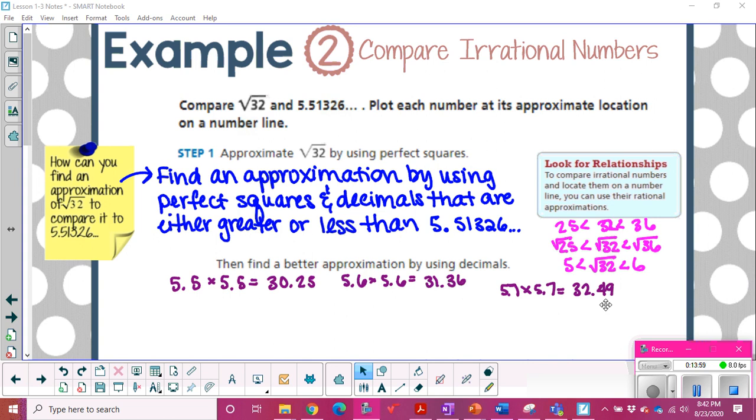So we're getting a little more clear here. I'm going to go ahead and write that down. So we are now between 5.6 and 5.7. We were between 5 and 6, and now we've narrowed it down to be in between 5.6 and 5.7.